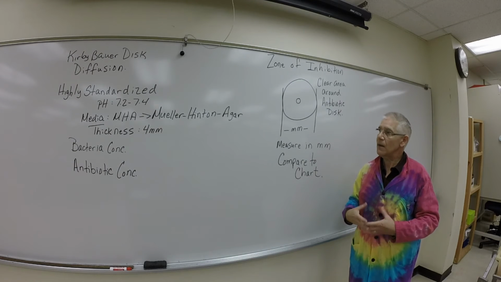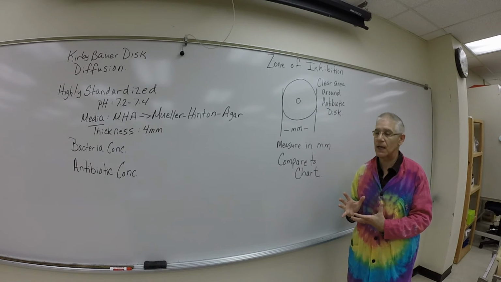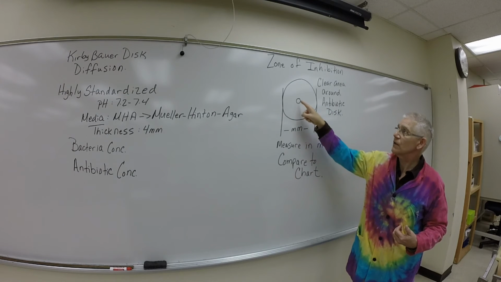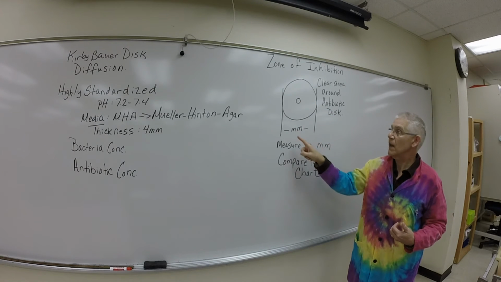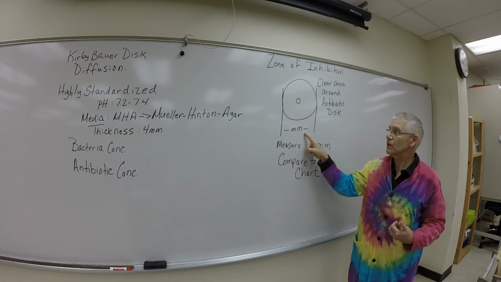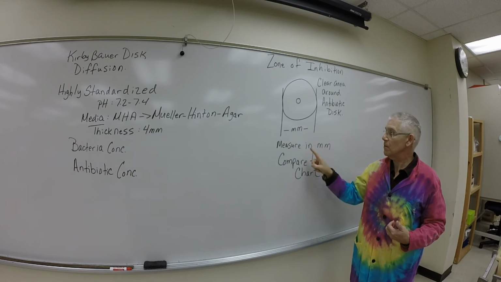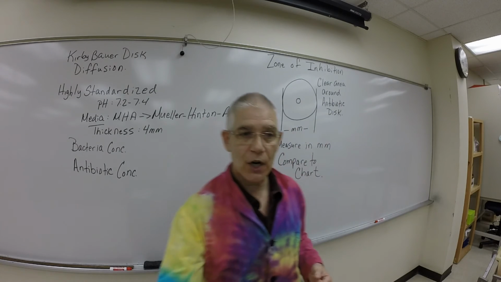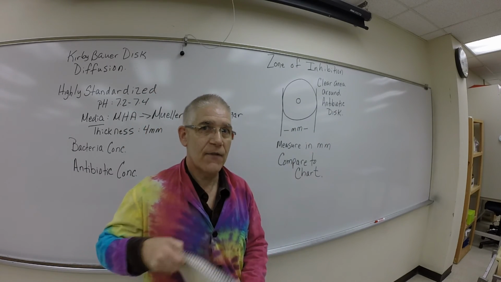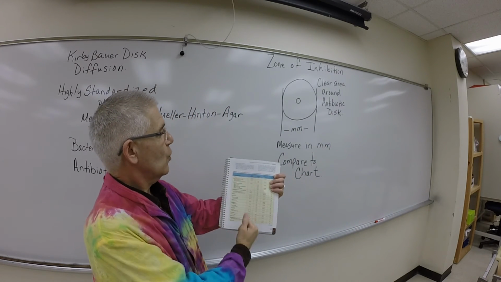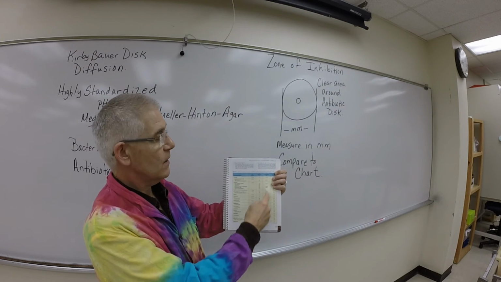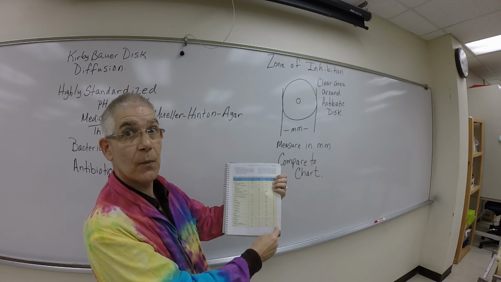So next time, after we take a look at these plates, what we will see is this nice clear zone. Here's the disc in the middle. We measure that in millimeters, and then we compare this to a standardized chart. And the chart that we have will have 3 different rows that we're interested in. One is for resistance, intermediate, or susceptible.